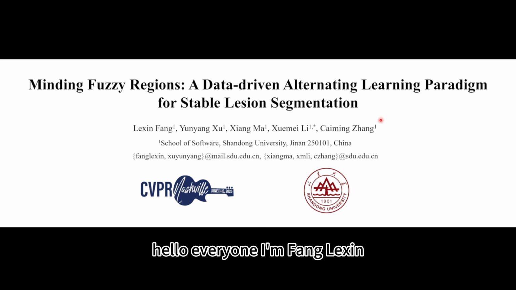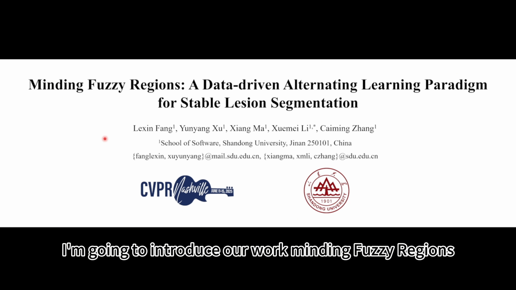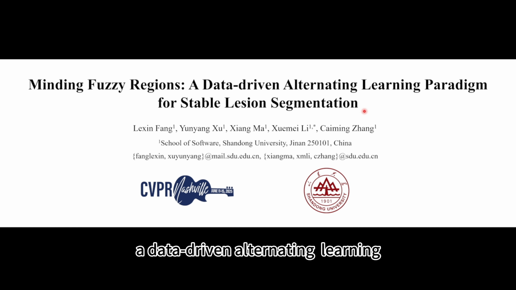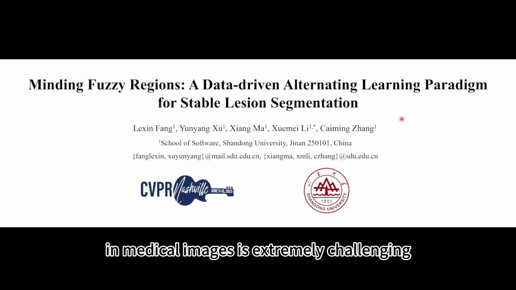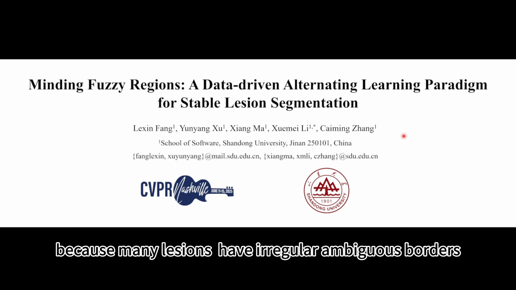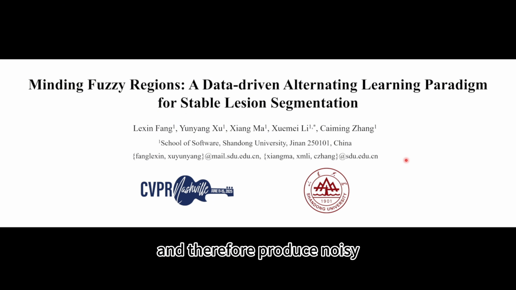Hello everyone, I'm Lesion. I'm going to introduce our work, Mapping Fuzzy Regions, a data-driven alternating learning prism for stable lesion segmentation. Lesion segmentation in medical images is extremely challenging because many lesions have irregular, ambiguous boundaries and therefore produce noisy or even conflicting pixel labels.